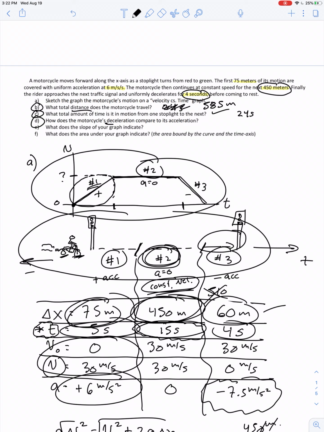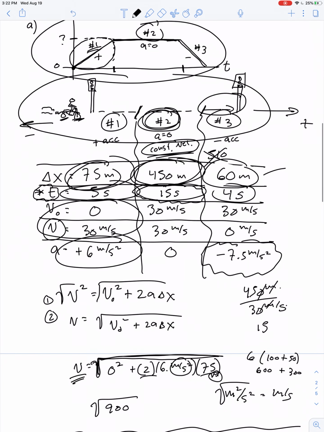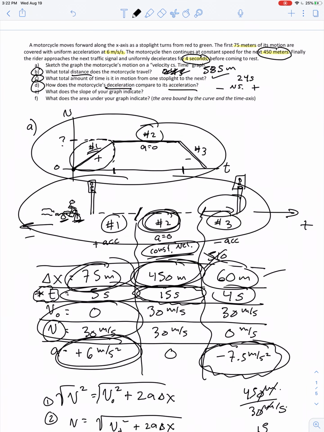How does the motorcycle's deceleration compare to its acceleration? Well, the deceleration is a negative value versus the acceleration is a positive value. How about the magnitudes? The positive acceleration is 6, the negative deceleration is 7.5, so it's greater in magnitude. Let's see, did we graph it correctly? Oh, I must have known what I was doing, because if you take a close look at the graph, I made the slope that would correspond to the acceleration in interval number 1 not quite as steep as the negative slope portion of the graph. So I think I got lucky.